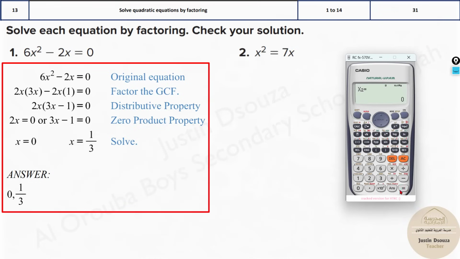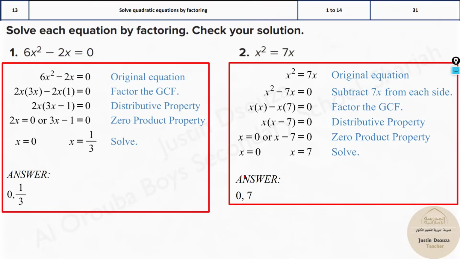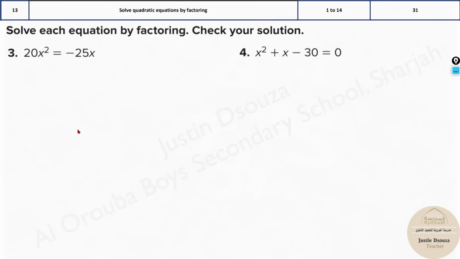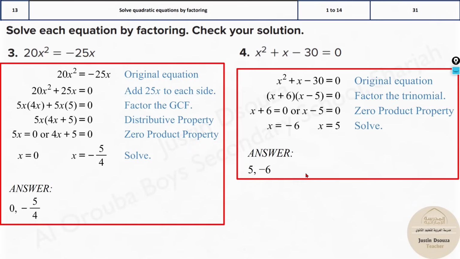And the answer is 7 and 0. So 0 and 7 are the solutions. We have done the same thing, the same methods, in the previous question as well, so please refer to that as well. And even over here, use the calculator and easily solve them.